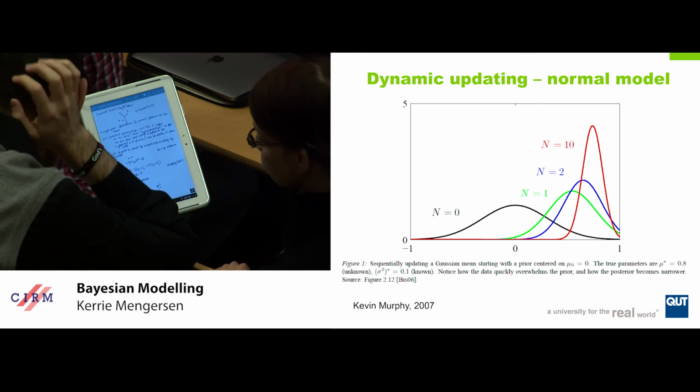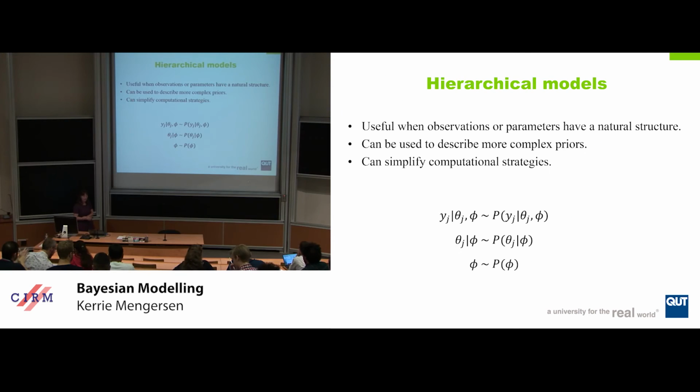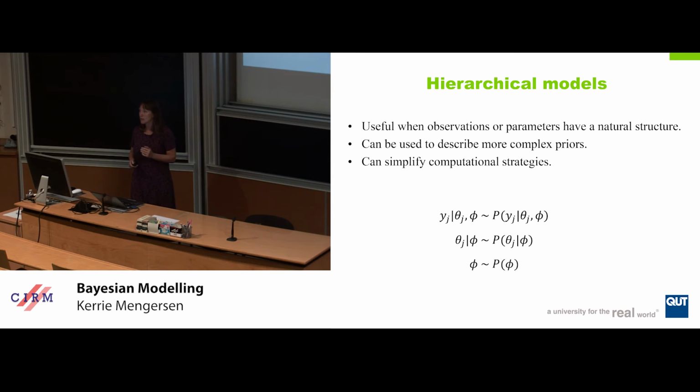So that's the normal model. And now we come to something where we're starting to understand how we might build on that model. So we have a normal model, we have a binomial model. We've seen those simple cases. So let's think about these hierarchical models now, how we start to add more complexity to our model. This is useful where our observations or parameters have a natural structure. So we can describe more complex priors here. It can also simplify the computational strategies if we have this hierarchical nature.